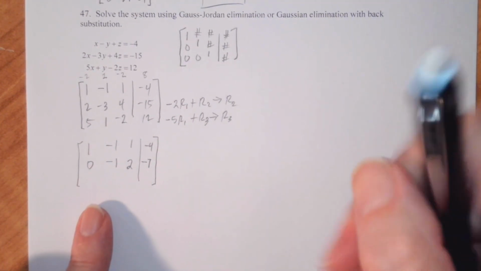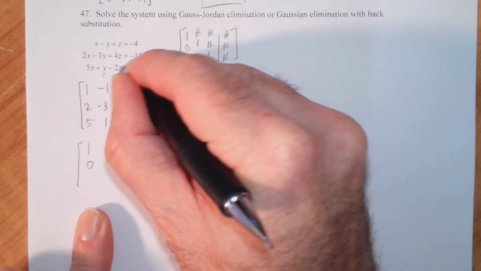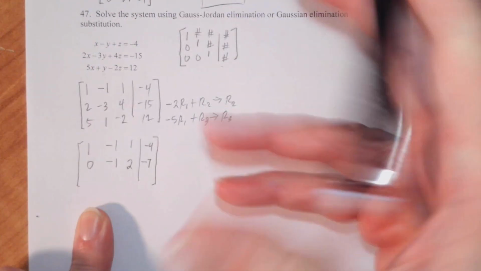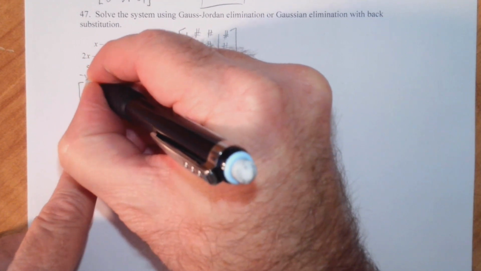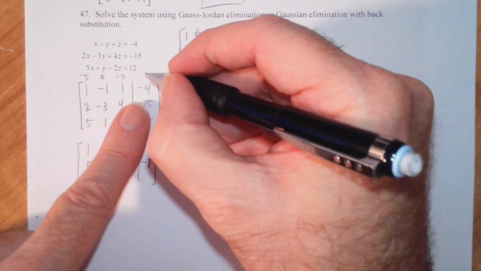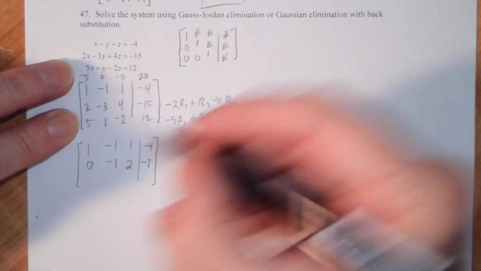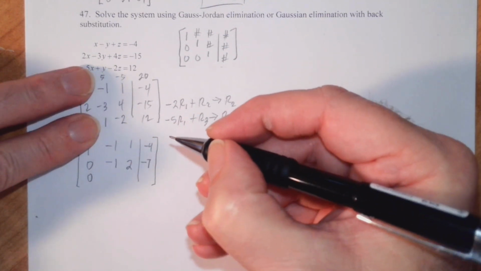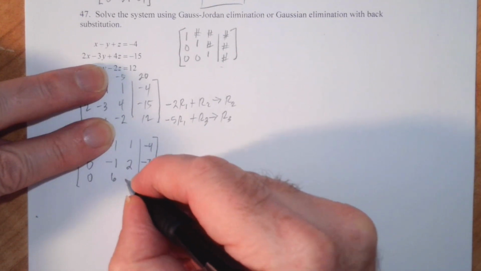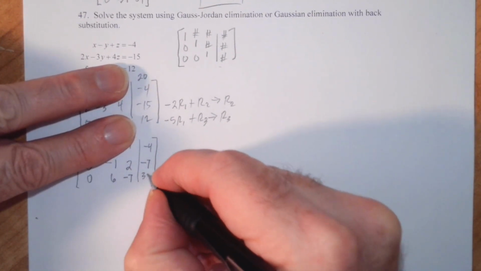We'll do the same thing for row 3, but I'm going to erase these and multiply by negative 5. So negative 5 times row 1, we get negative 5. Here we get 5, negative 5, and negative 5 times negative 4 is 20. So negative 5 and negative 5, we get 0. 5 and 1 is 6. Negative 5 and negative 2 is negative 7. And 20 and 12 is 32.